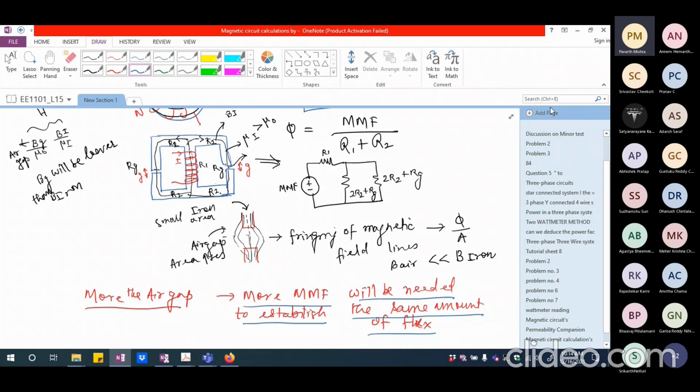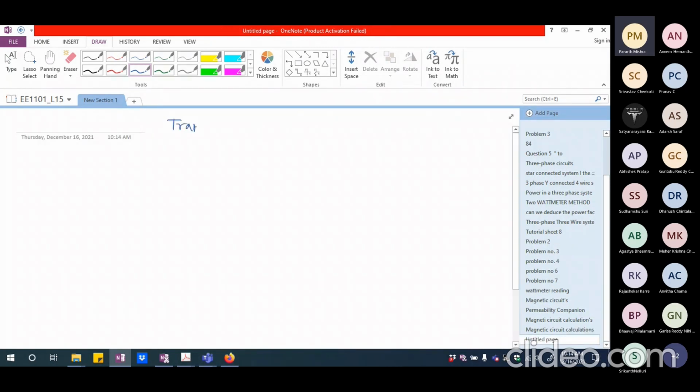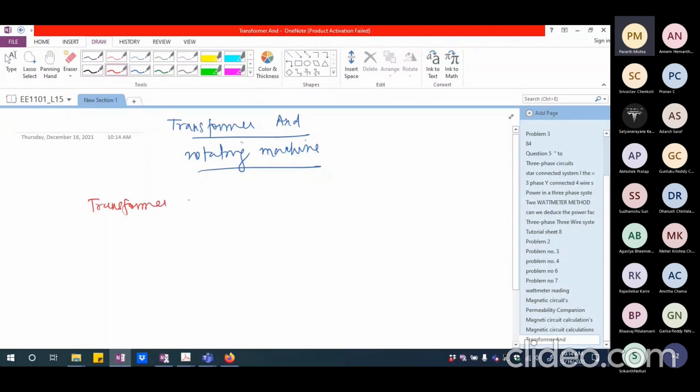So if you look at a transformer versus a rotating machine, if I compare the two, I'm normally going to see that transformers hardly have any air gap. A transformer is not going to have any air gap, because if this is the complete core of the transformer, there is nothing which is moving here.